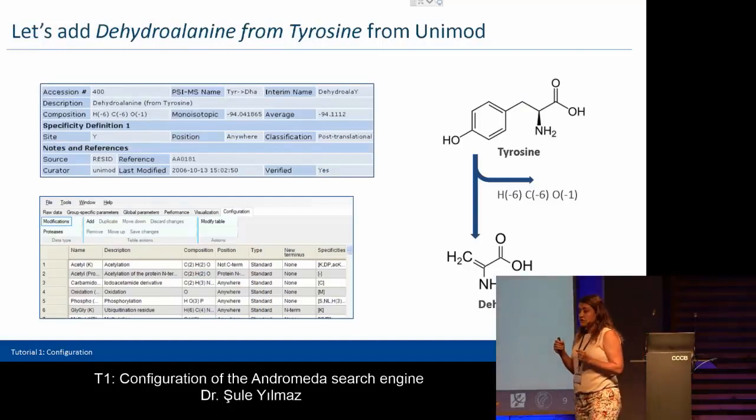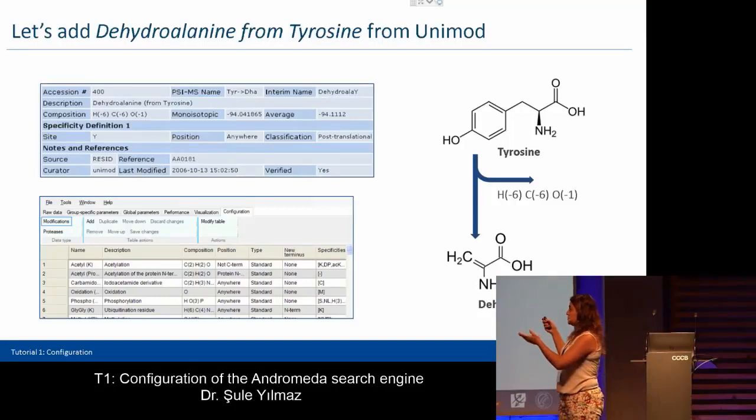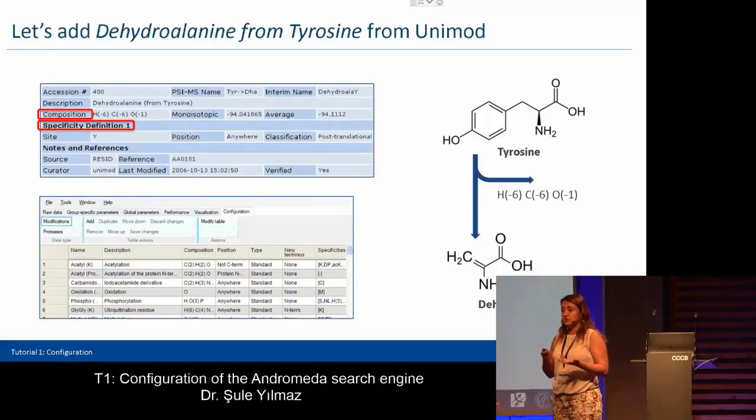Our first task is to add the hydroxylation of tyrosine, and we will find it on Unimod. This is the screenshot from Unimod related to this modification. What we need to know to configure MaxQuant is the composition, and the specificity detail: which amino acid is targeted, and what kind of modification this is. So in the MaxQuant software, we open the configuration tab, and here we go to the modification page. So let's start.